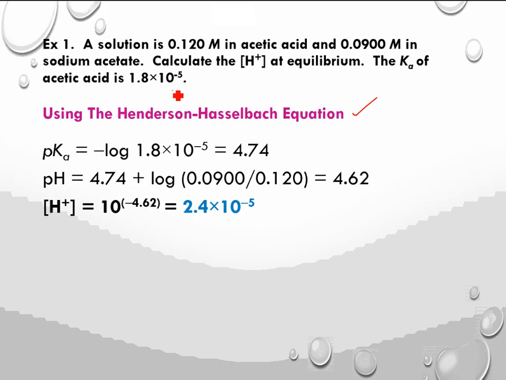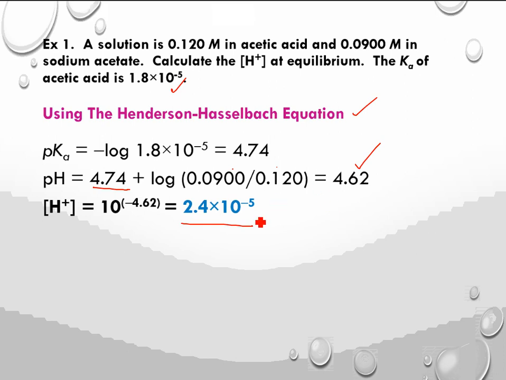You have the Ka, the pKa, that's the negative log of that. There we go, that's 4.74. Then you put in your ratio, 0.09 divided by 0.12. Log that. It's a negative value. Removed from 4.74 gives 4.62, which is your pH. 10 to the negative 4.62, 2.4 times 10 to the negative fifth.